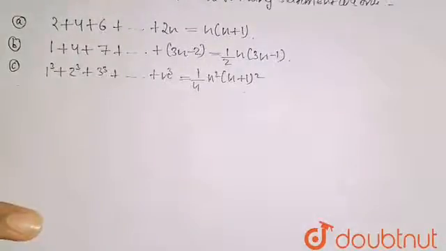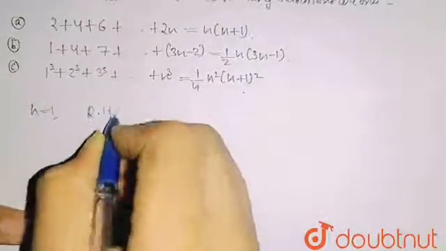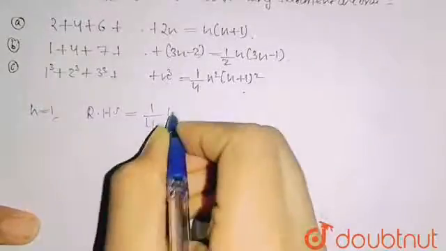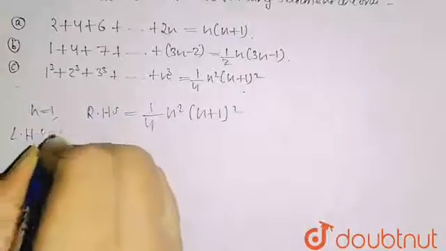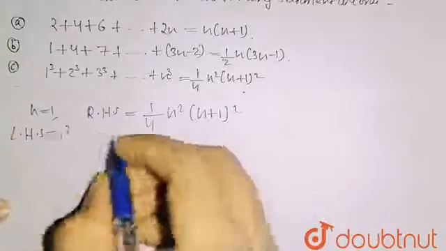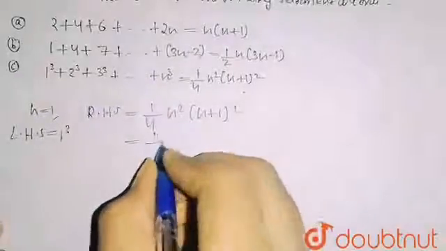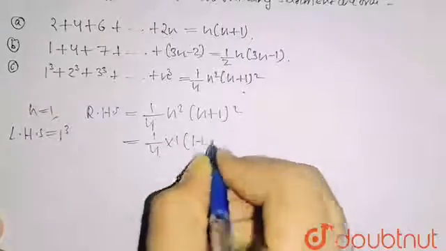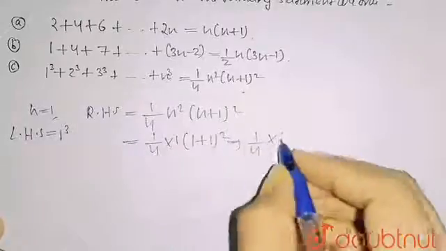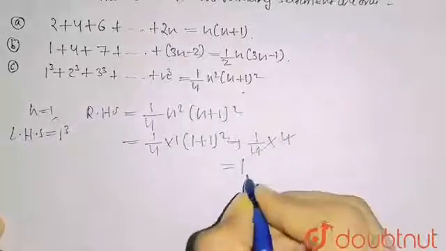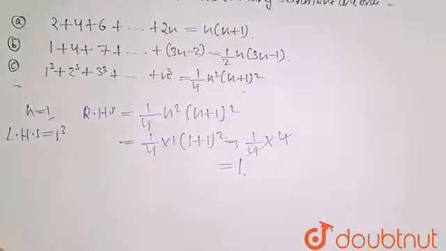So first you have to check for n equals 1. My RHS is 1 upon 4 n square (n plus 1) whole square, and my LHS is 1 cube, as you can see here. When I put n equals 1, I get 1 by 4 into 1 square into (1 plus 1) whole square, which means 1 by 4 into 2 square, which is 4. So I am getting 1. RHS is also 1, LHS is also 1. It means for n equals 1, this condition is true.